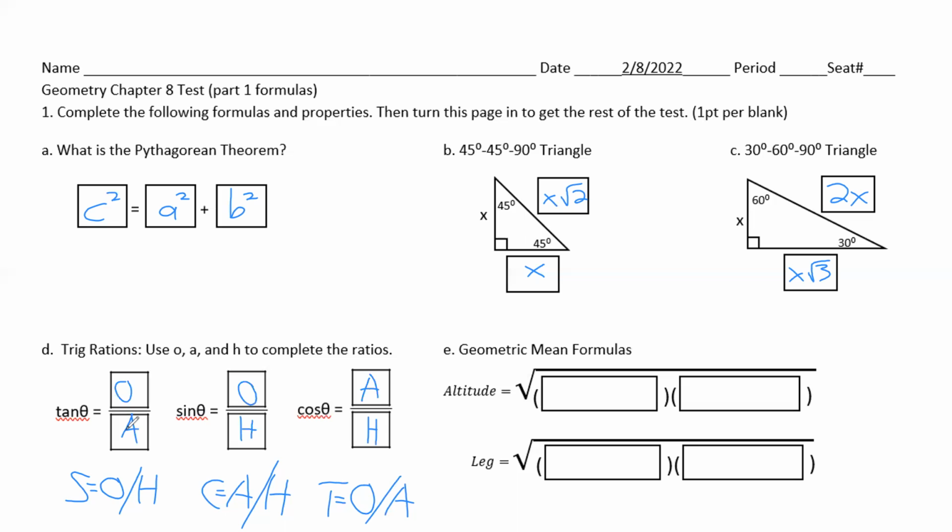For E, we're talking about the geometric mean formulas. Again, that's these over here on the board based off of a right triangle with the altitude drawn in. The altitude is part 1 and part 2. So you're taking the geometric mean of part 1 times part 2 and then square rooting. Then you have the leg. You're doing the geometric mean of the adjacent part and the whole. So again, you're taking the adjacent part, multiplied by the whole hypotenuse and square rooting it. So that's what I would expect you guys to have when it comes time to fill in those formulas.